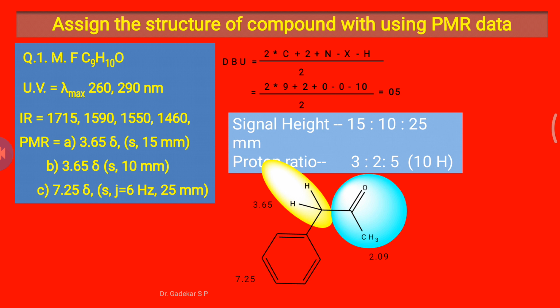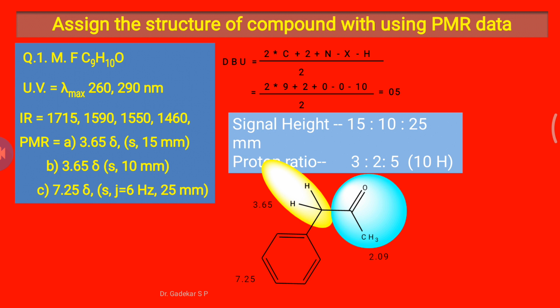Second, the CH2 group, 2 hydrogens, is also a singlet because the neighboring protons are 0. Its chemical shift is near about 3.65 delta, and the last one is 7.25, which is the aromatic ring. And the given structure is like this.